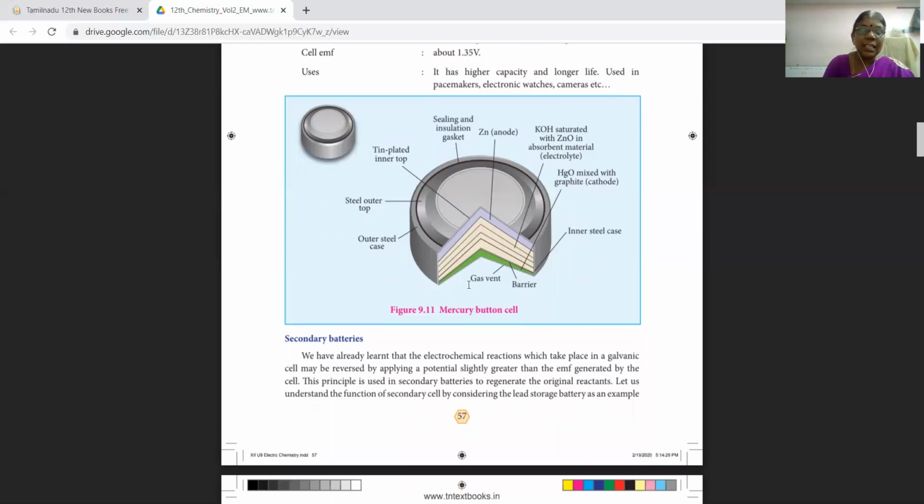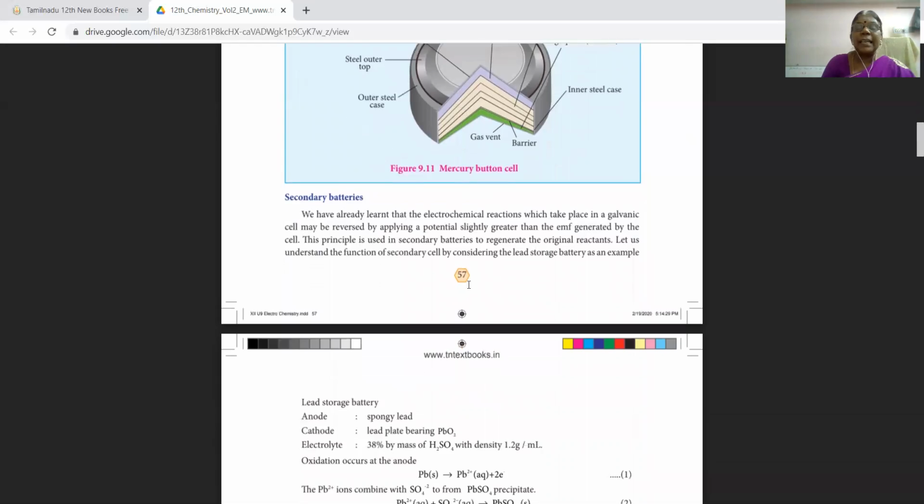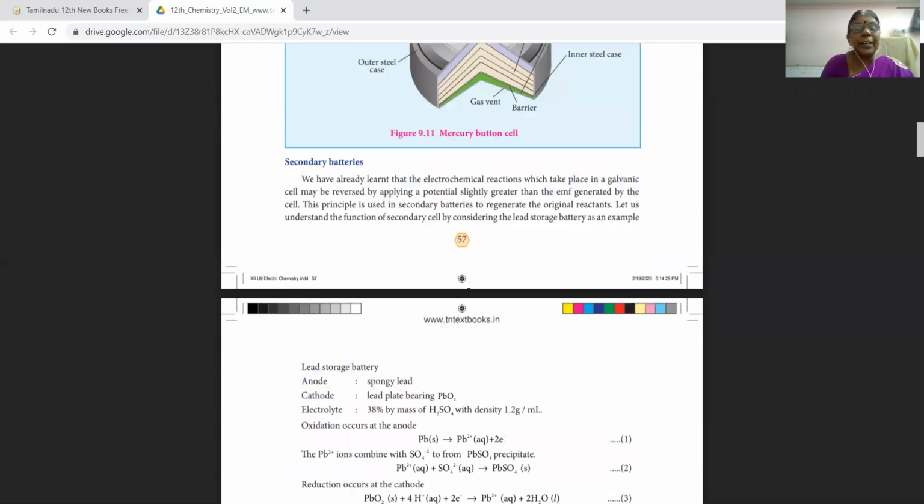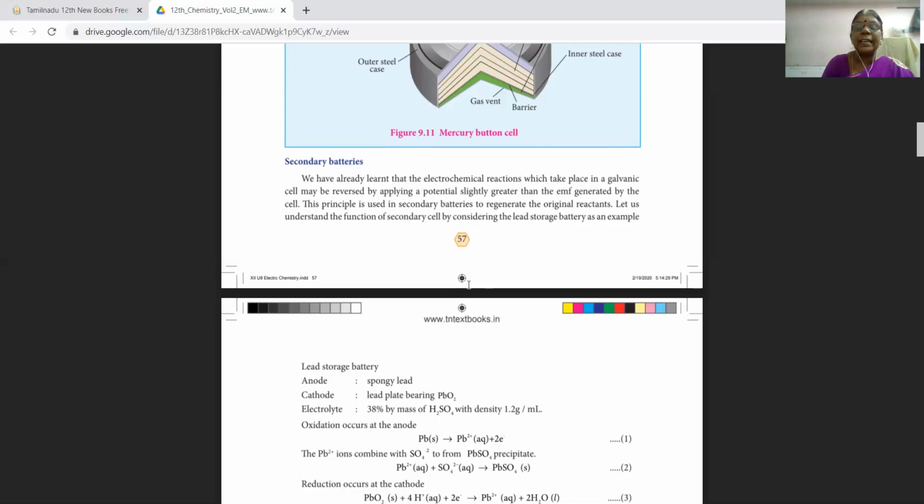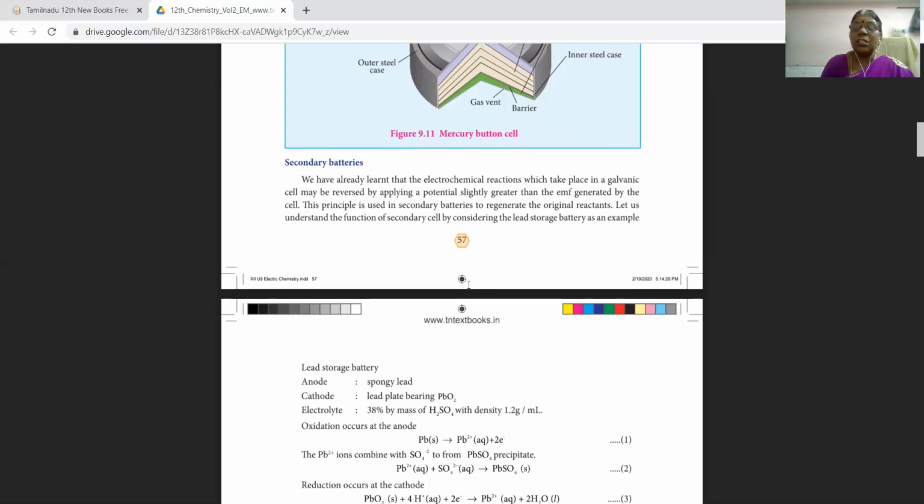Next we are going to see the secondary batteries. As I have already told you, the electrochemical reaction which takes place in a galvanic cell may be reversed by applying a potential slightly greater than the EMF generated by the cell. And this principle is used in the secondary cells to regenerate the original reactant. That is, these batteries are reusable, rechargeable.